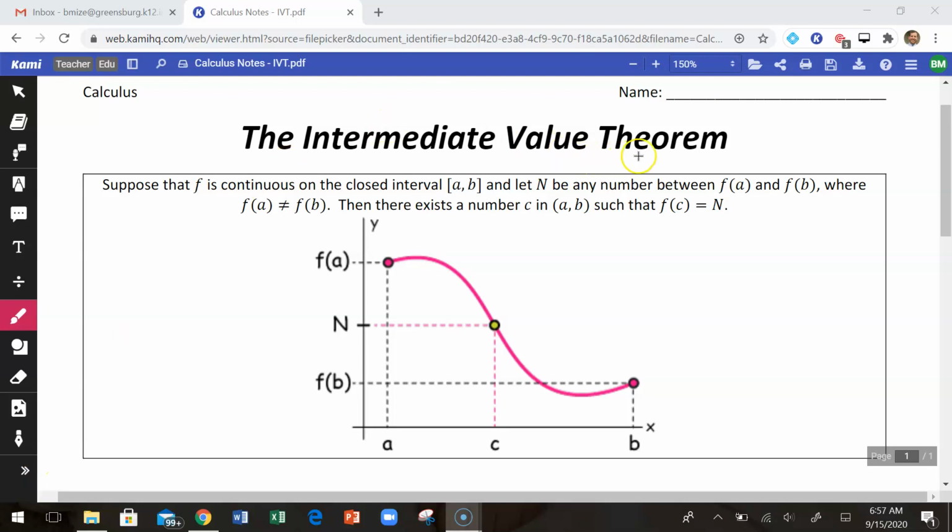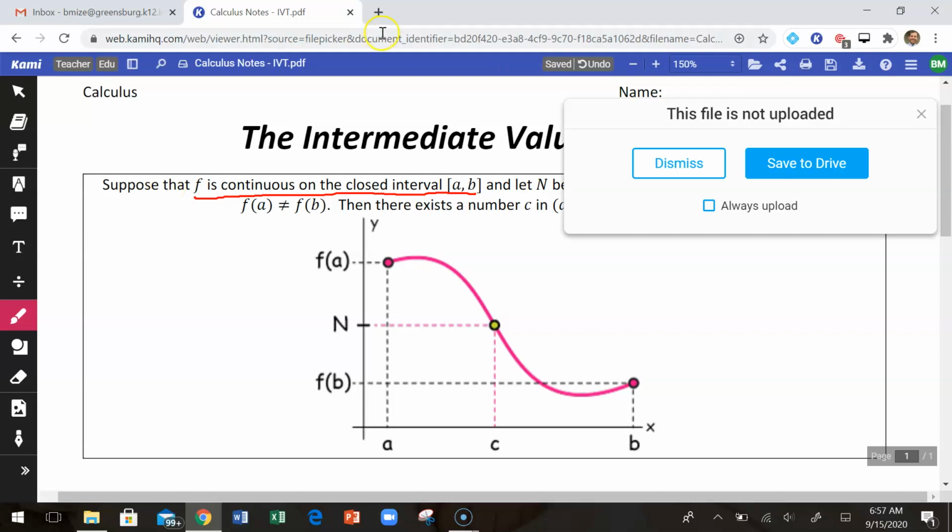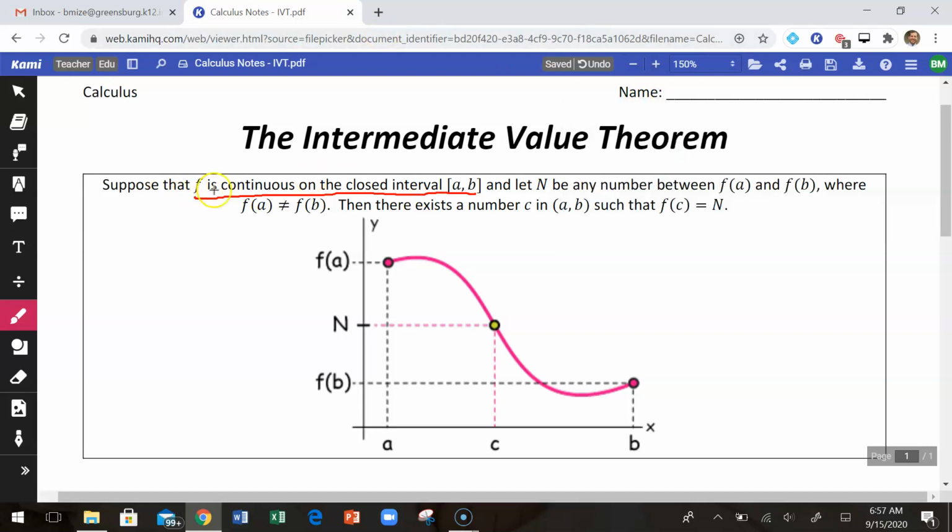The intermediate value theorem is one of our main theorems in calculus, and so I'll lay that out for you here and then we'll look at a couple of examples. So it says, first of all, we have to suppose that f is a continuous function on the closed interval from a to b. So this is going to be important. We're going to need to state this whenever we prove something using the intermediate value theorem. It falls apart if f is not a continuous function over that interval, so we need to make sure that happens.